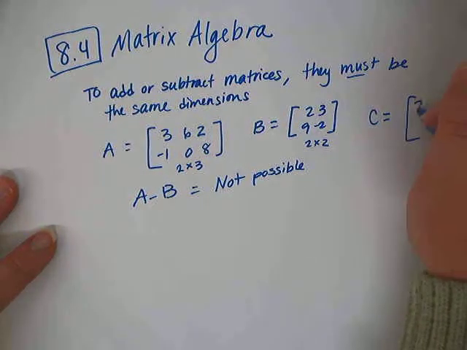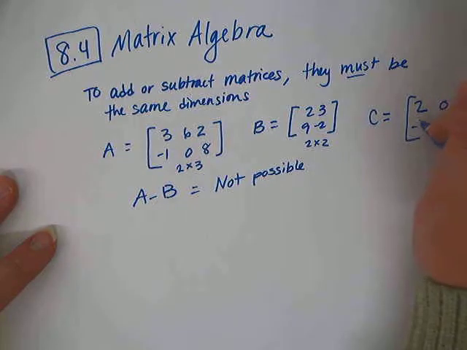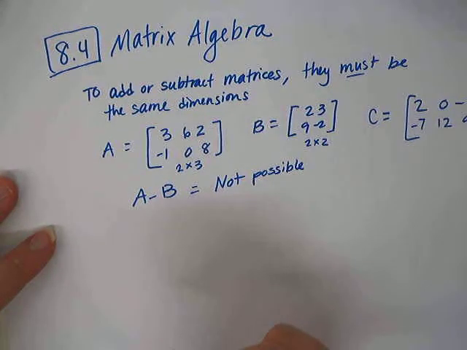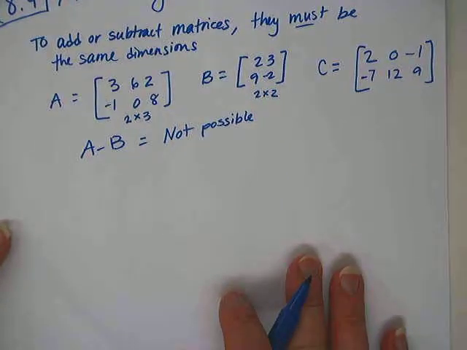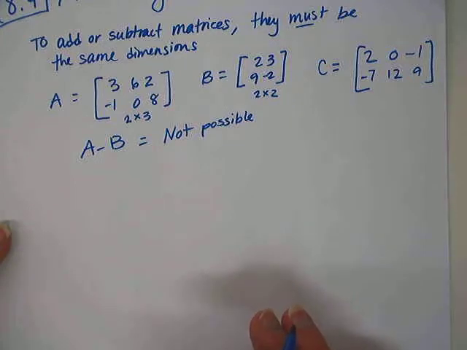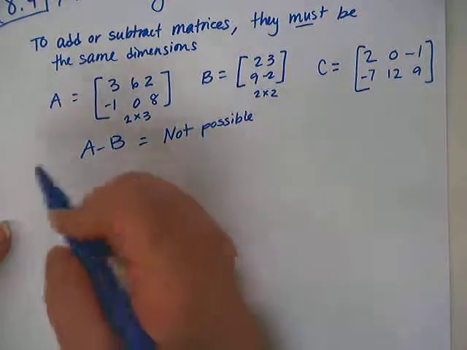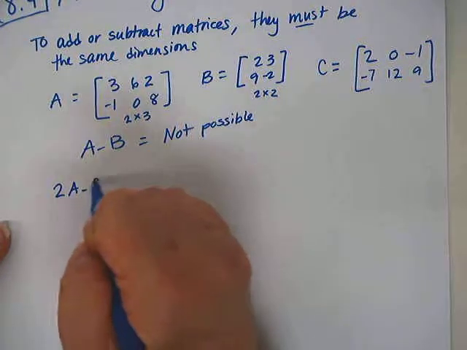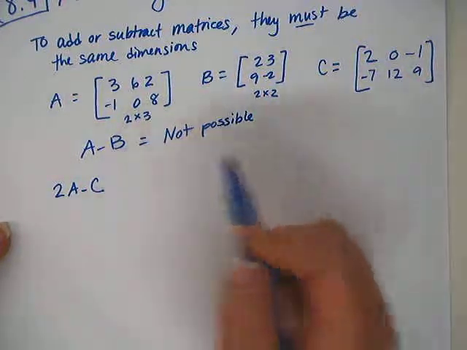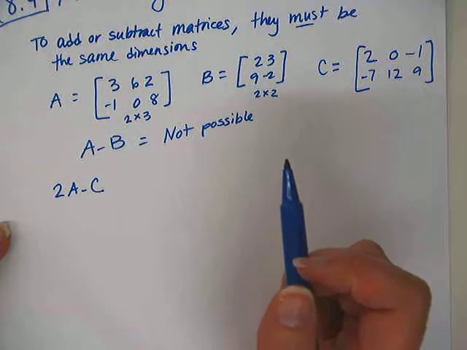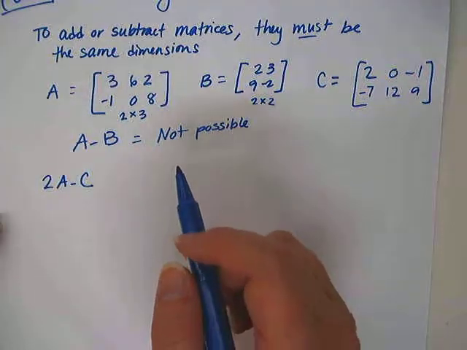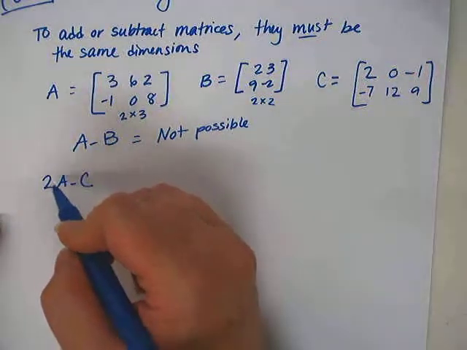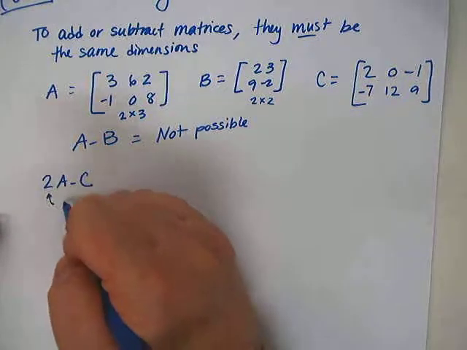Let's do a matrix C. What if I wanted you to find, I'm just going to try and combine two things in one step. Let's do 2A minus C. What would that mean? Any ideas? So what does it mean to multiply A by 2? Any ideas? No. Okay, so let's talk about that first.